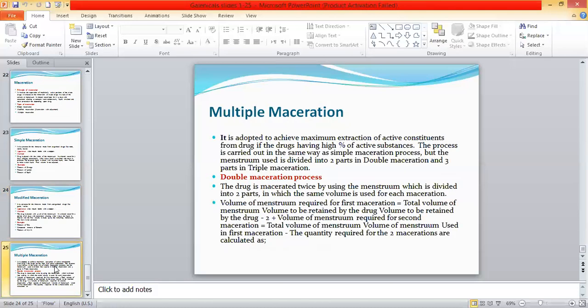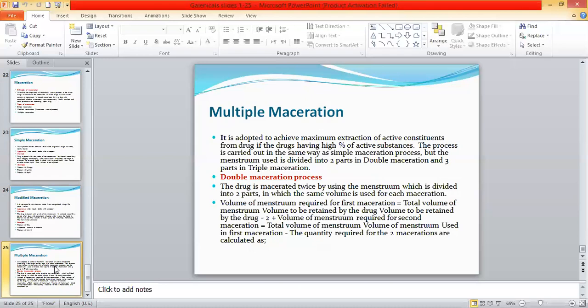Then we have multiple maceration. It is used to achieve the maximum extraction of active constituents from the drug, in drugs that have a very high percentage of active constituents or biologically active substances. This process is carried out just like simple maceration, but the only difference is that the menstruum is divided into parts: 2 parts or 3 parts. Two parts for the double maceration, and three parts for the triple maceration.